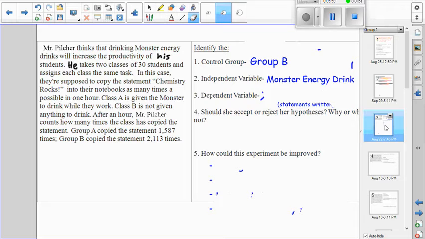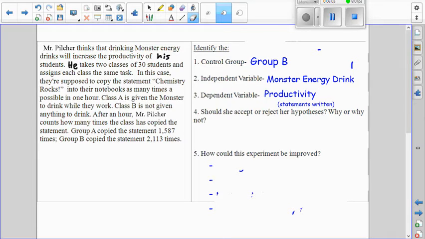Jameson? Number of times chemistry rocks. Yeah. How many times they wrote chemistry rocks, or their productivity? In this case, we're calling their productivity how many times they write chemistry rocks. Yep. There we go.